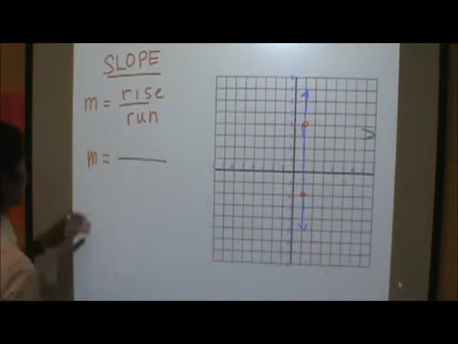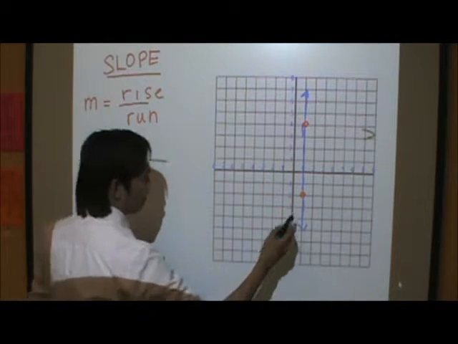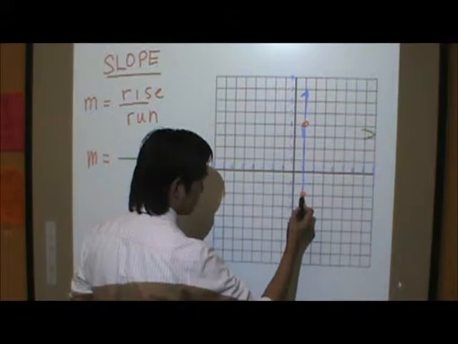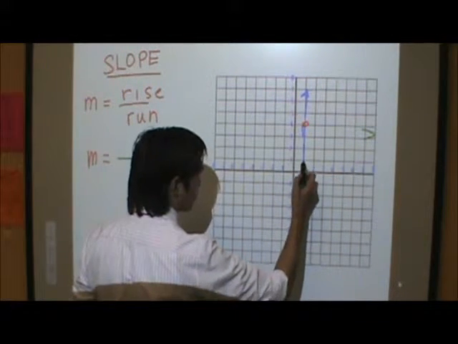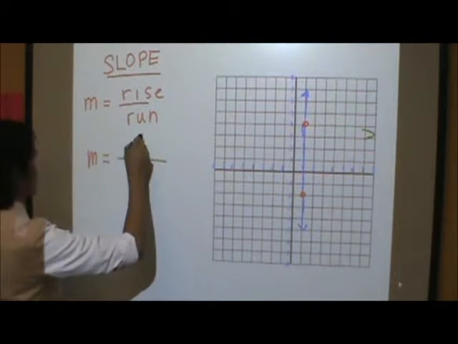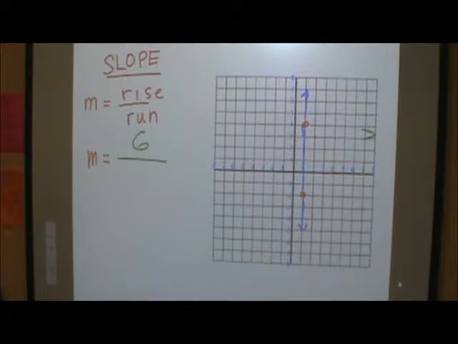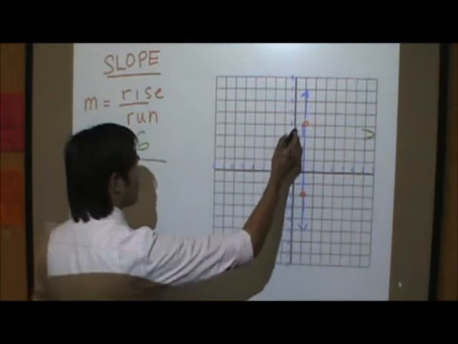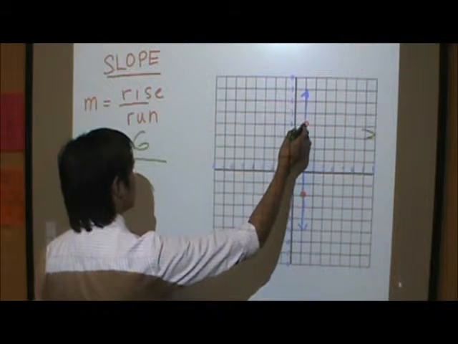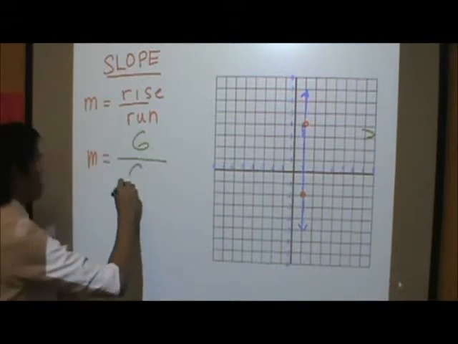Here we go. Let's apply the rise over run again. From the bottom point, we go 1, 2, 3, 4, 5, 6. So the rise is going to be 6. And the run, do we have to run right or left? No.